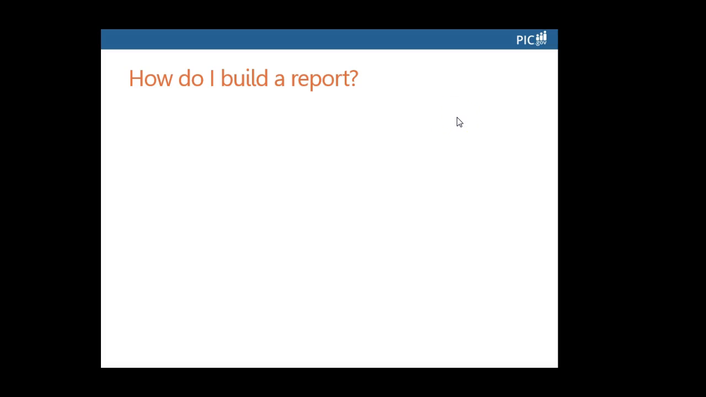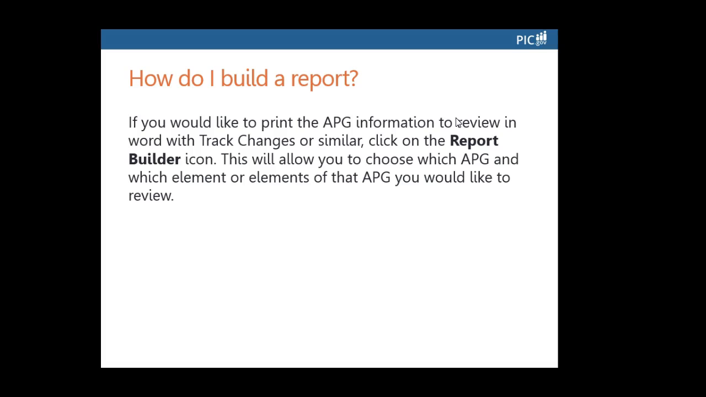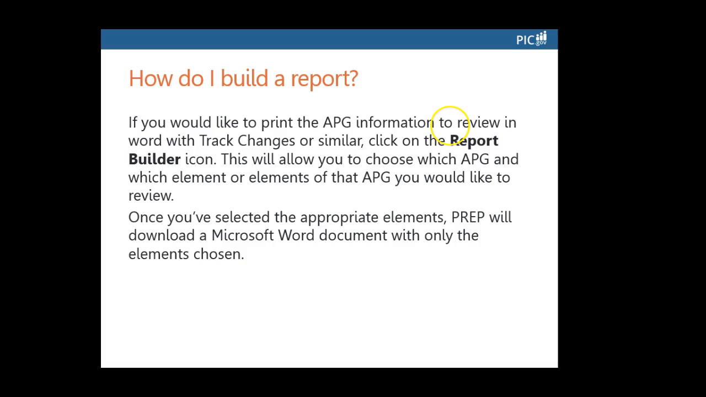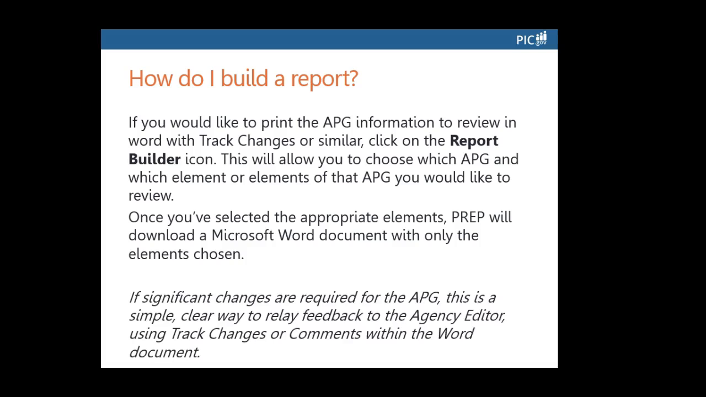How do I build a report? If you would like to print the APG information to review in a Microsoft Word document with track changes or similar, click on the Report Builder icon. This will allow you to choose which APG and which element or elements of that APG you would like to review. Once you've selected the appropriate elements, Prep will download a Microsoft Word document with only the elements chosen. If significant changes are required for the APG, this is a simple, clear way to relay feedback to the agency editor using track changes or comments within the Word document.